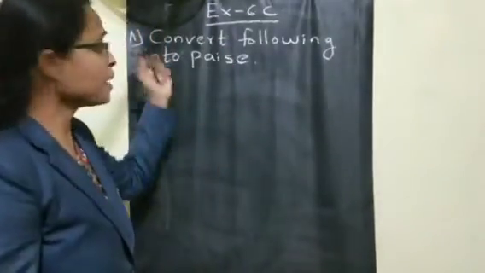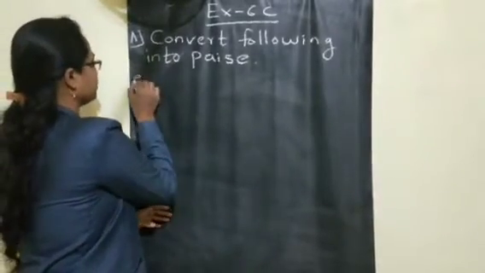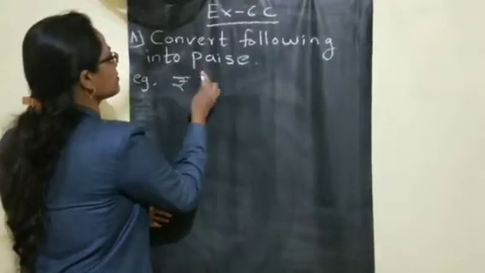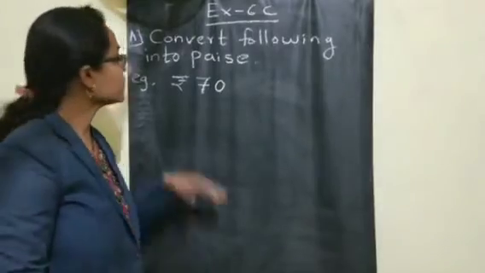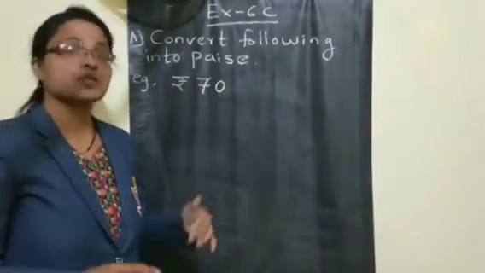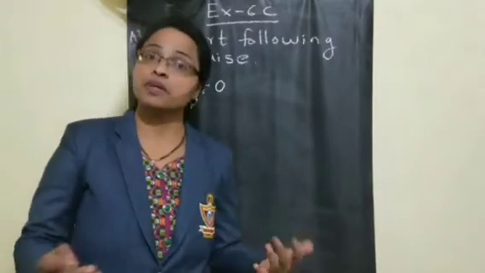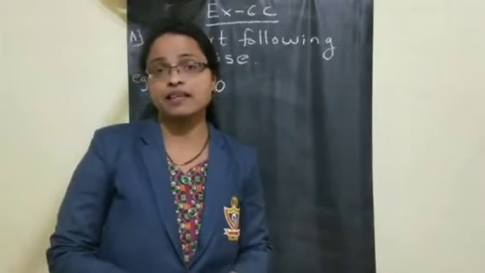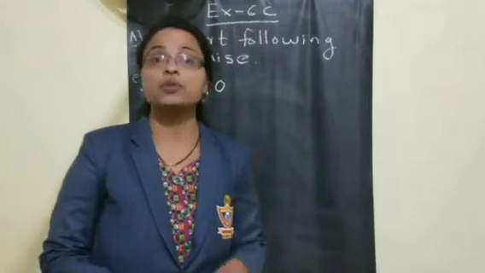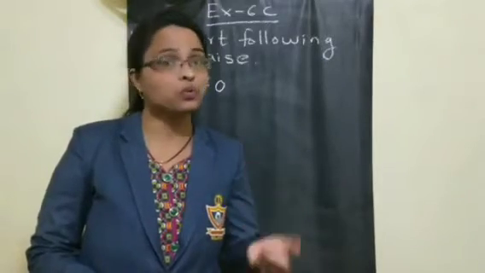So let us start. Children, in exercise C, A part, convert the following into paise. For example, rupees 70. Rupees 70, we have to convert into paise. So how to convert into paise? Children, in lower classes you have already learned: 1 rupee is equal to how many paise? 1 rupee is equal to 100 paise, or you can say 100 paise is equal to 1 rupee.